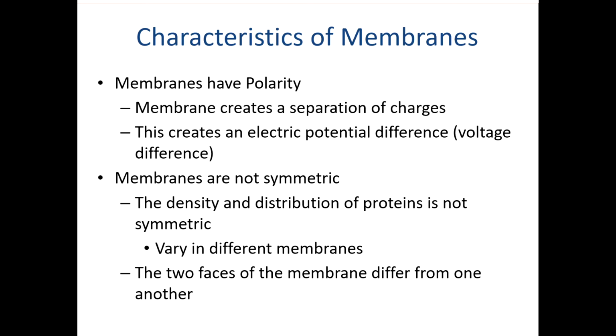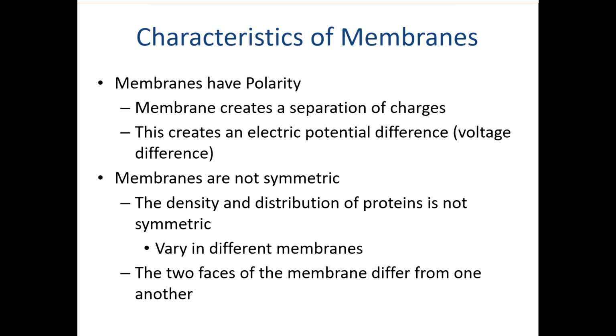Another characteristic of cell membranes is that the cell membrane is not symmetric. What I mean by that is the phospholipid bilayer. The phospholipids that are on the extracellular surface side are not identical to the ones that are on the intracellular surface side. So they're going to have two different sets, for the most part, of phospholipids, right? So membranes are not symmetric.